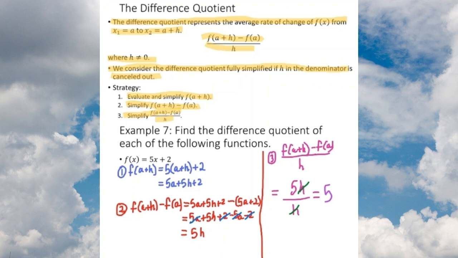5x plus 2 is a linear function. One of the main properties of linear functions is their average rate of change is constant, and the slope represents the average rate of change. Since the slope of our function is 5, it makes sense that our difference quotient in this example was also 5.